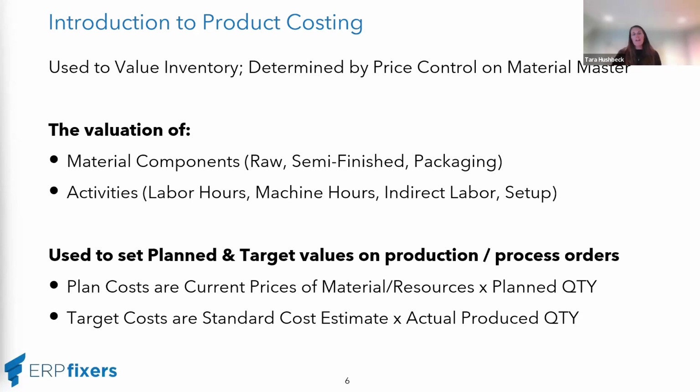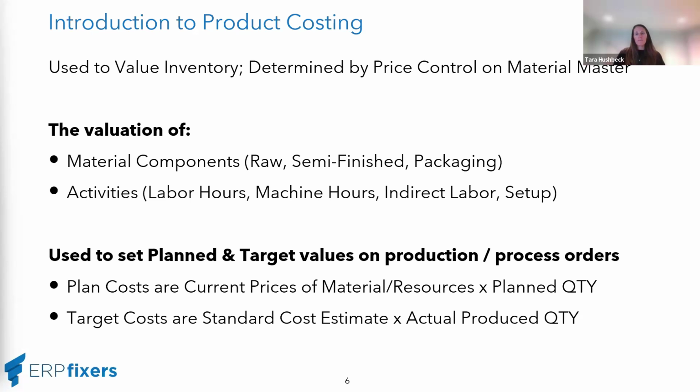Product costing is the valuation of not only material components, your raw materials, your semi-finished, your packaging, but also the activities that you need to use to manufacture different products. So labor hours, machine hours, depreciation, overhead, setup, things like that. Those are just a few examples. So it's both the material components as well as the activities. Once you have your standard cost, those standard costs are going to be used by your production and process orders down the line to calculate a planned and target value.